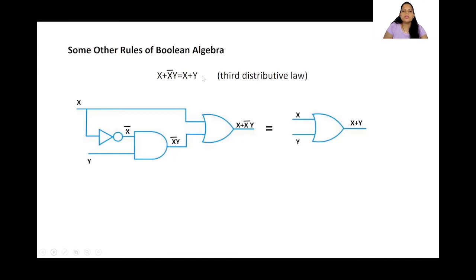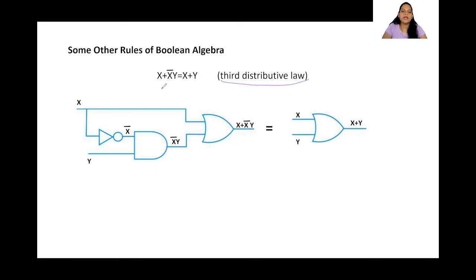So next we are going to see some other rules of Boolean algebra. The very first one is this one where it is saying x plus x bar y is nothing but x plus y. Okay. So this is also called the third distributive law.